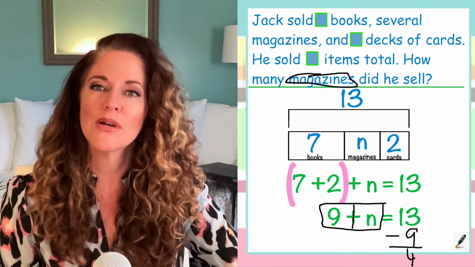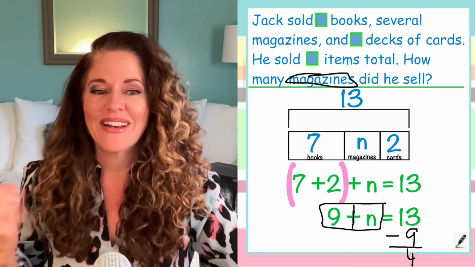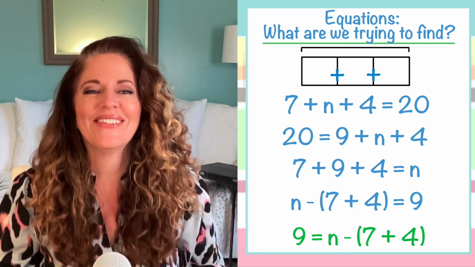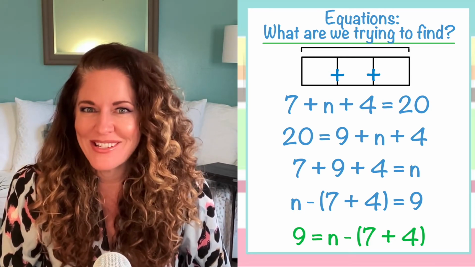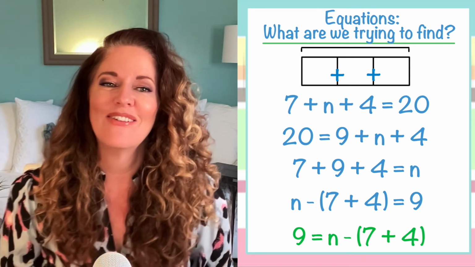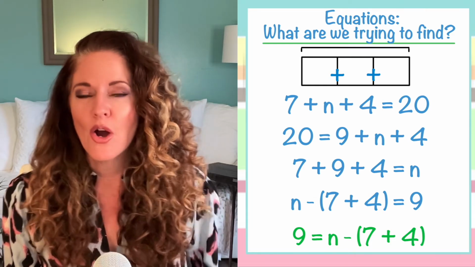We always look back up at our problem to make sure that we know what it is that we're counting and what we're trying to answer. 4 magazines. Now, this one's going to be a little more challenging. Get ready. I've got some equations here, and we're going to look to see if we can figure out if the unknown is representing a part or a whole.